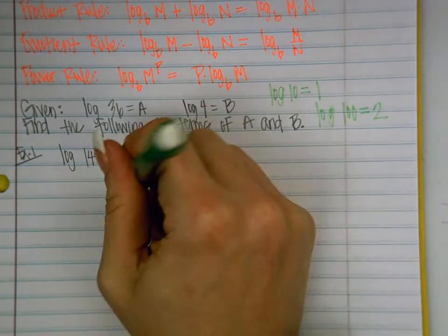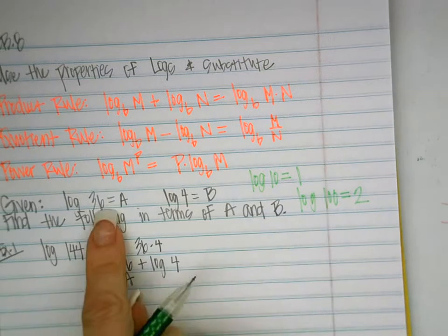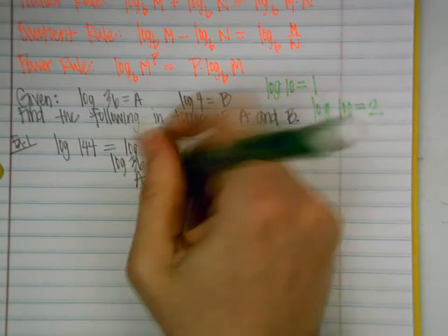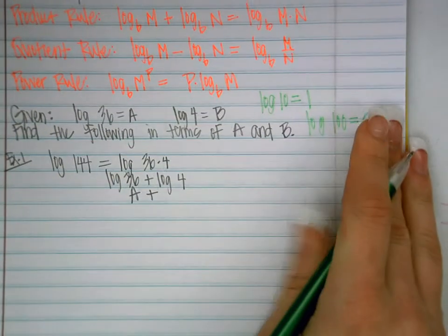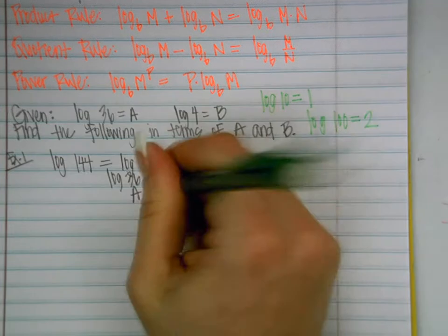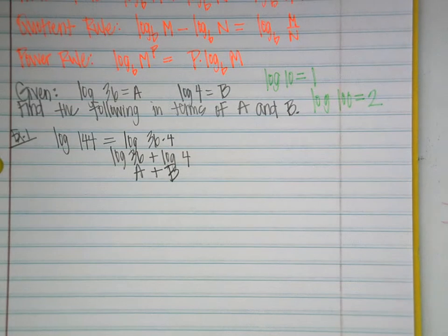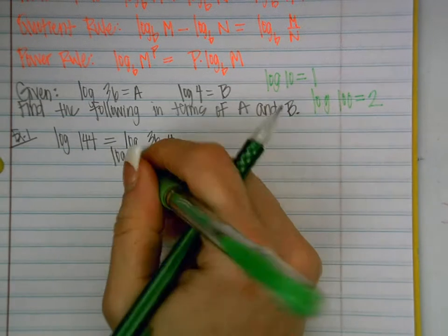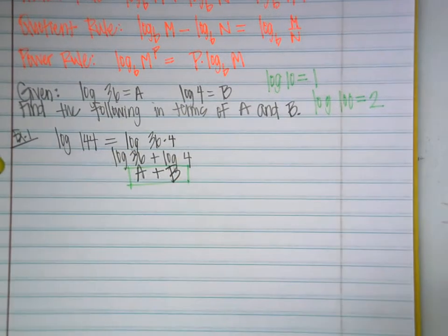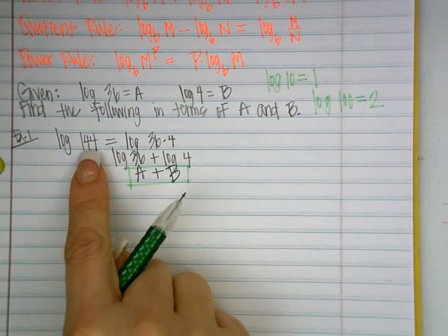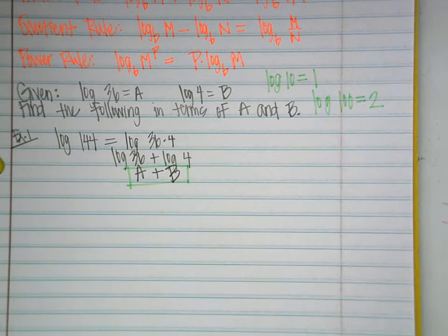A. I just gave it to you. I told you, 36 is equal to A plus, what's log 4 equivalent to? B. That's your answer. Okay? We're finding these in terms of A's and B's, so you're substituting to figure out how you can make these target numbers given what you have.